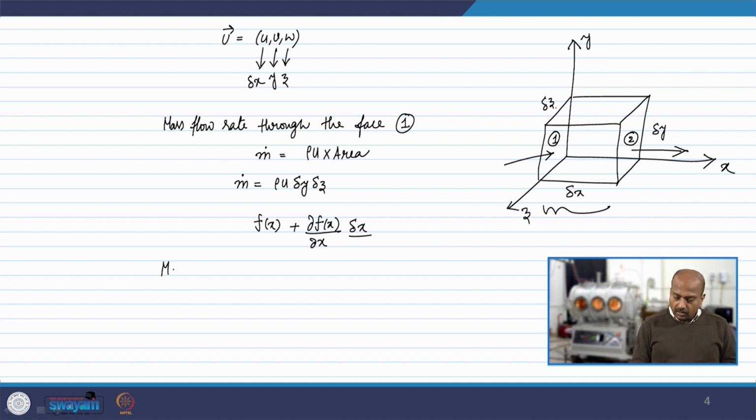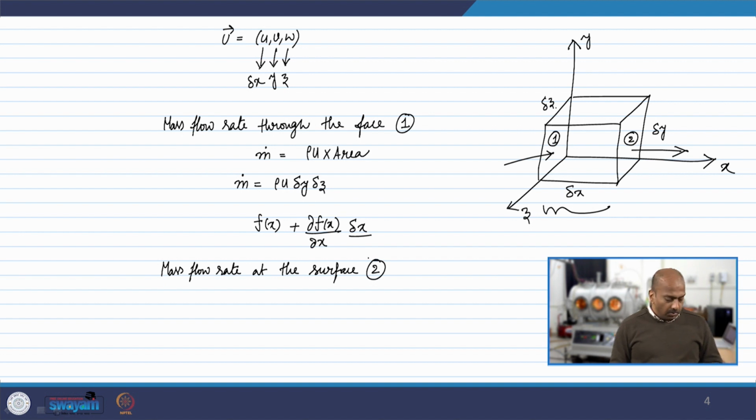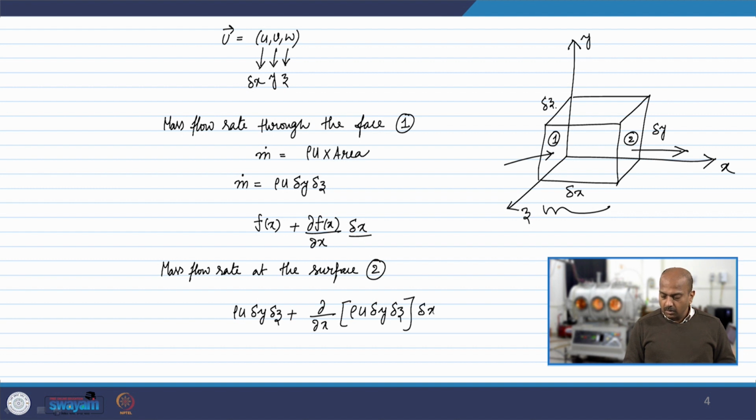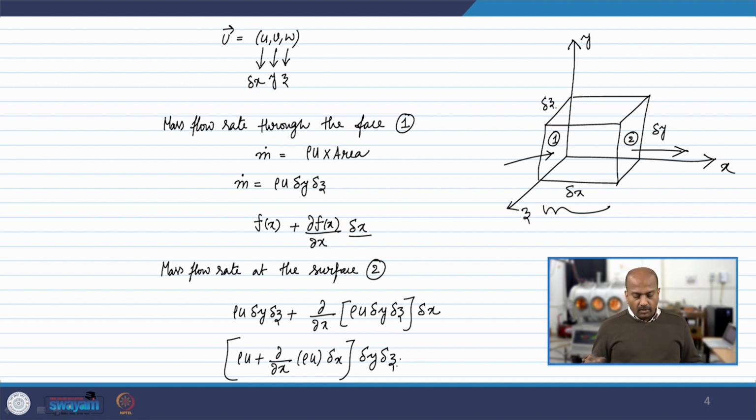So, now keeping that standard notation, we can write the mass flow rate at the surface 2 becomes rho u delta y delta z plus dou by dou x of rho u delta y delta z times delta x, or we can write it as rho u plus dou by dou x of rho u delta x, times delta y delta z. So, you understand what I have done, right. I have taken delta y delta z as common and kept it outside the bracket.